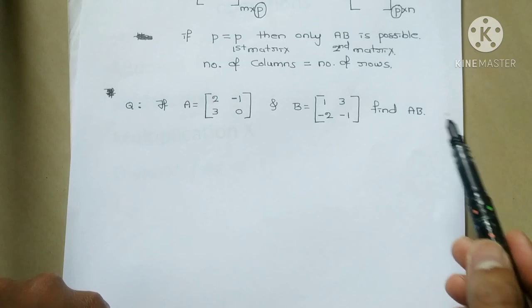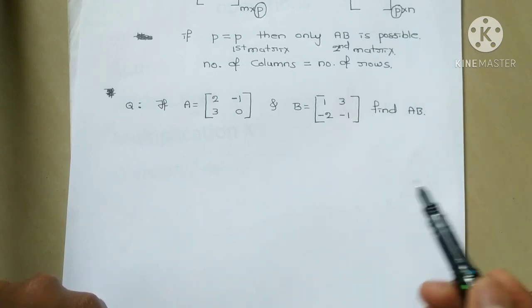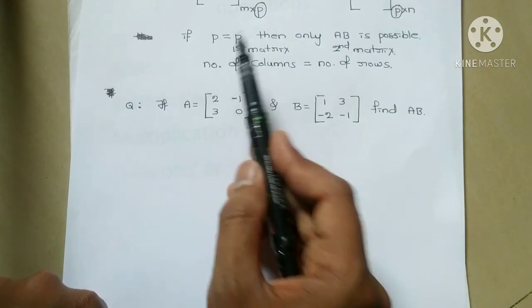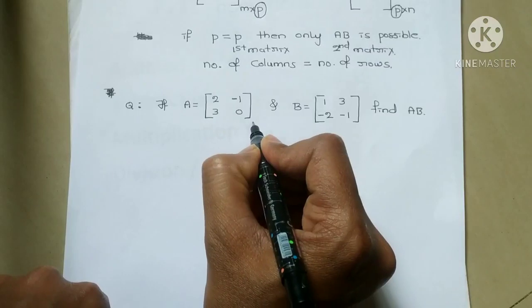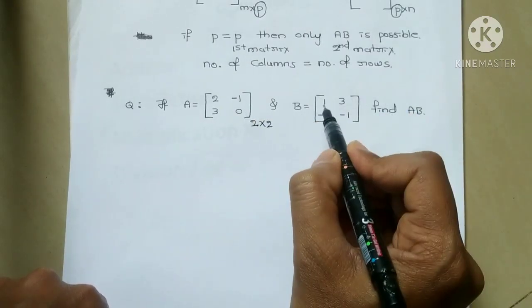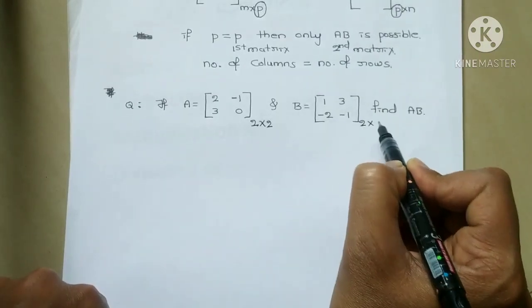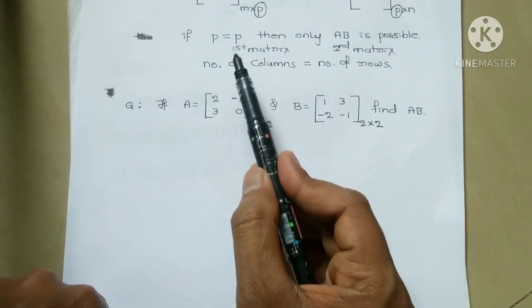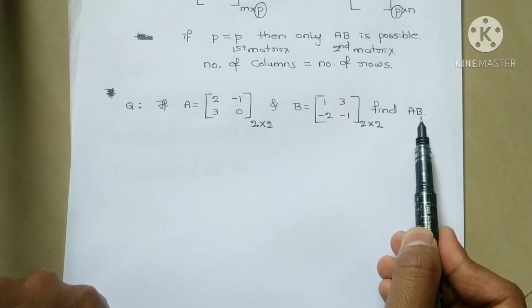So this is the matrix multiplication A into B. First you have to check the above condition. First matrix, how many rows? 2 rows. And how many columns? 2 columns. Second matrix again 2 rows and again 2 columns. So what to check? Which one is the first matrix here? A is the first matrix. And which one is the second matrix? B is the second matrix.